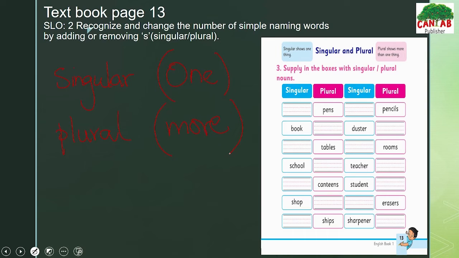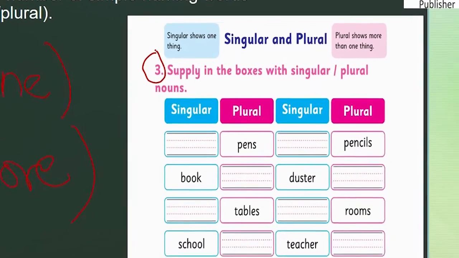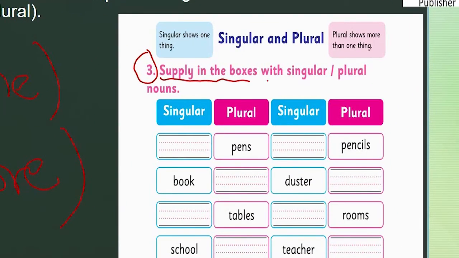Let's do it together. You have to be very careful and you have to read what it is saying. The question says, supply in the boxes with the singular or plural nouns. That means some of them are written in plural, some of them are written in singular. You have to read the word first, stop and think for a second, and then pick the right option and then write it on the space provided.